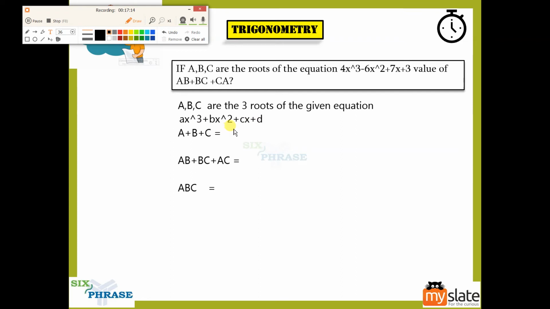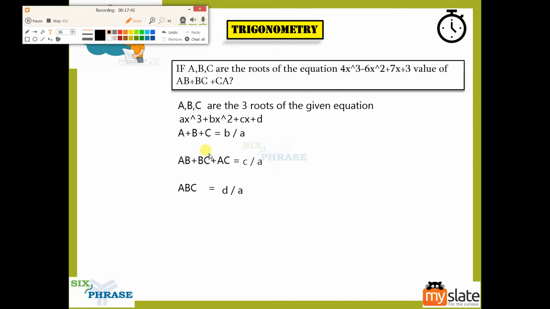They are coefficients. Now if you want a plus b plus c, what you must do is take this b and divide it by a, with a minus sign. This will give you a plus b plus c. If you want ab plus bc plus ac, you have to take c and divide it by a. If you want abc, you have to take d and divide it by a. See how easy it is.